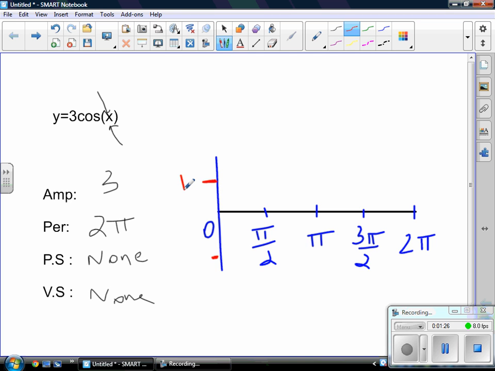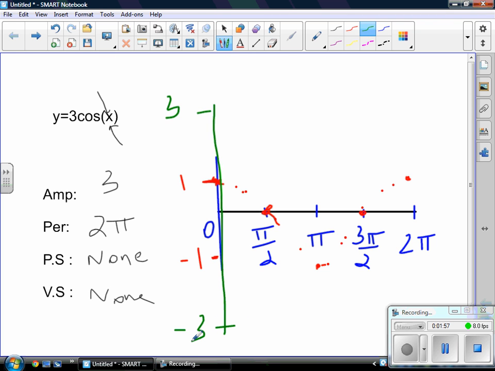This would be 1, this would be negative 1. Normally cosine starts up at 1, then 0, then down, 0, positive 1. So I'm going to dash this. This is the regular cosine graph without the amplitude change. So with the amplitude change, all that's going to happen is either you've been told to relabel the 1 and the negative 1 to be 3 and negative 3, or we have this down here.